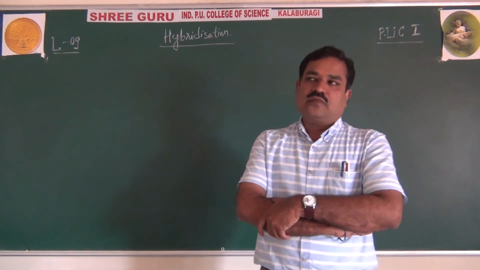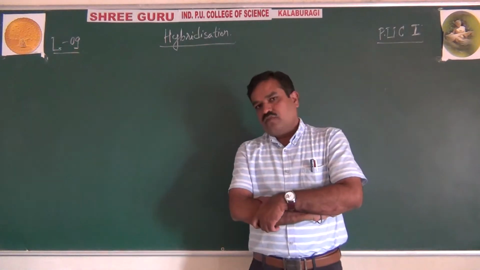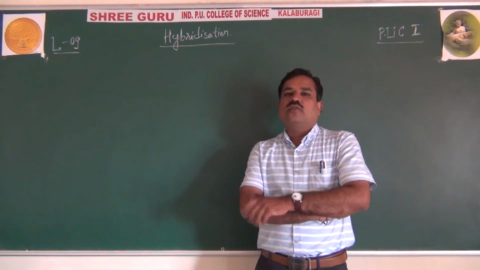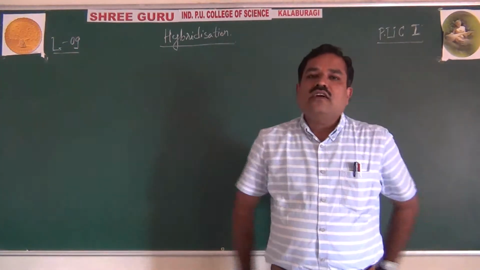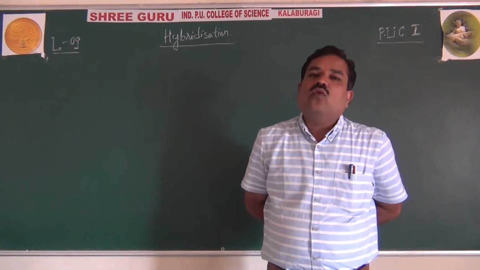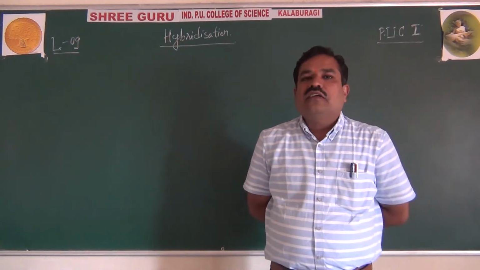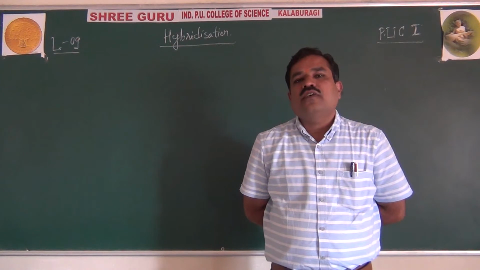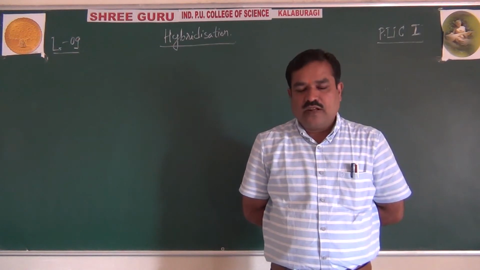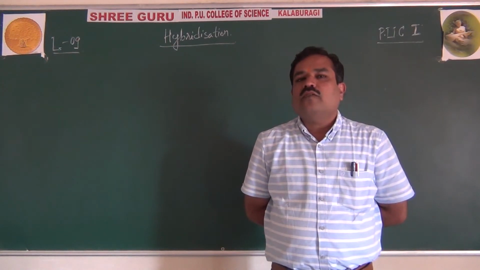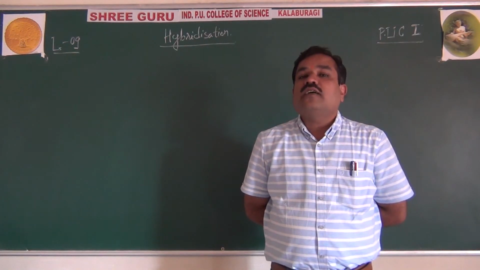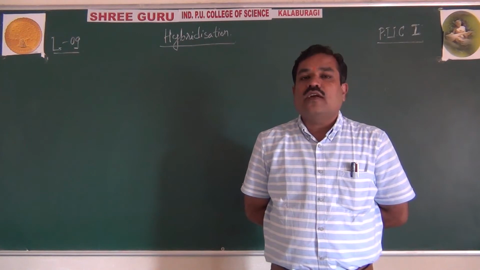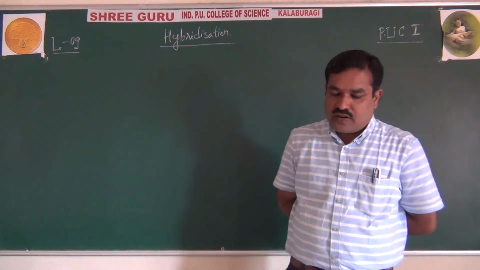Then, valence bond theory. What is a sigma bond? A sigma bond is a type of covalent bond which is formed by overlapping of two atomic orbitals along the internuclear axis, or head-on overlapping. There are three types: s-s, s-p, and p-p overlapping. Then what is a pi bond? A pi bond is a covalent bond which is formed by sideways or lateral overlapping of two atomic orbitals.